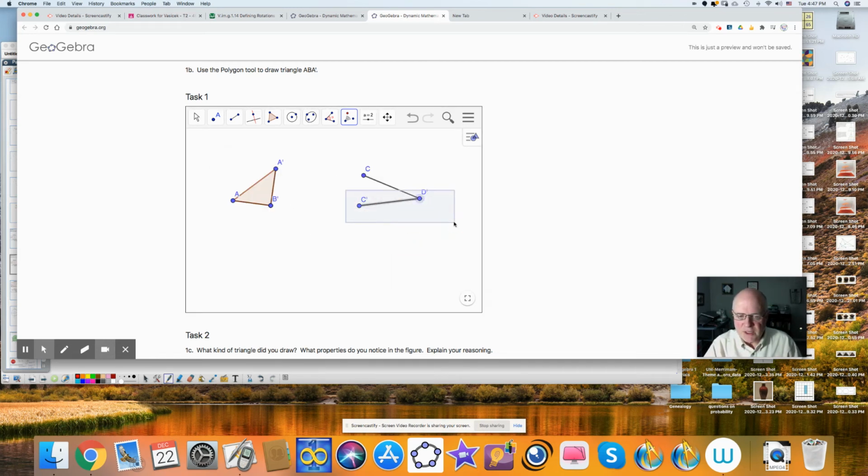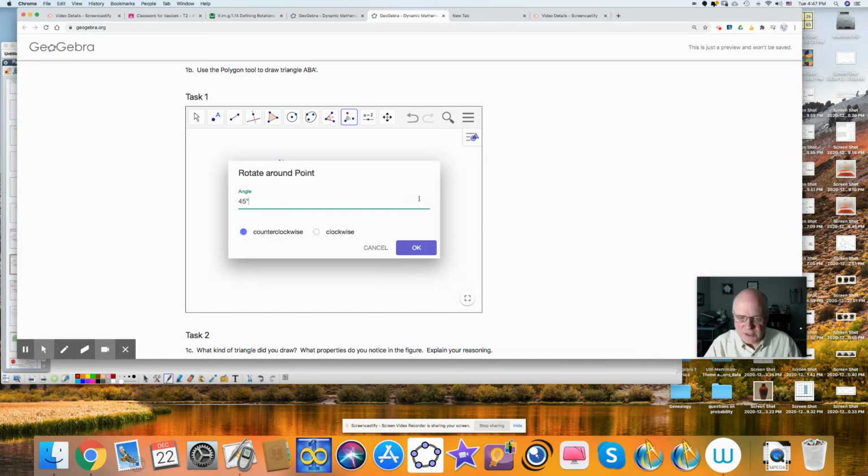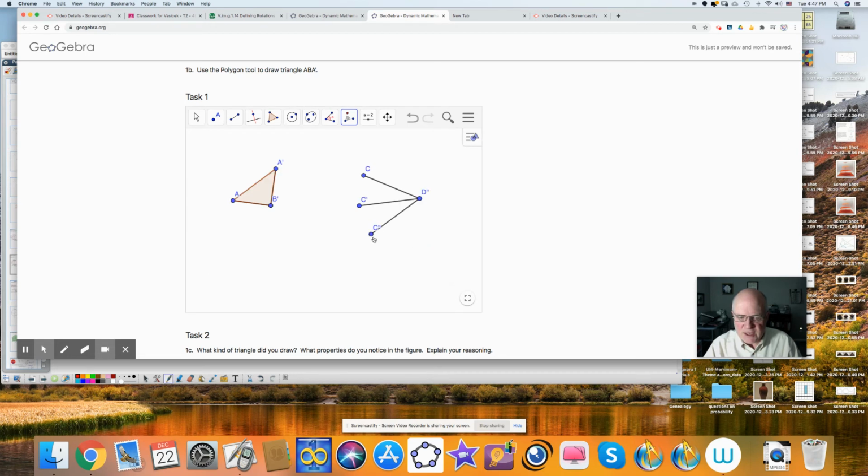And now we're going to rotate this another 30 degrees around point D. So I'm going to go 30 degrees counterclockwise. And that takes me to C double prime. When I make the polygon, I have C double prime, and this is D double prime. It's also D, and it's also D prime. But it makes this triangle.